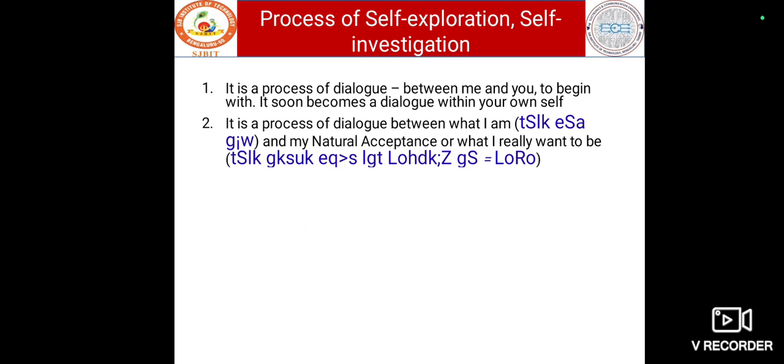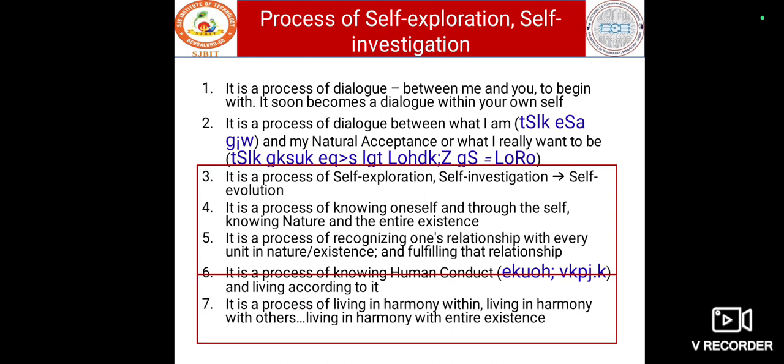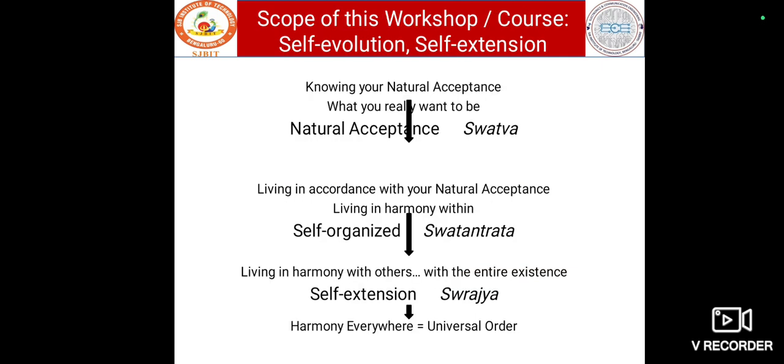So, as I said, the process of self exploration is a process of dialogue between you and me, and it goes on like this, self exploration, self investigation, self evolution. It's a process of knowing oneself through the self, a process of recognizing one's relationship with every unit in nature. It's a process of knowing human conduct, a process of living in harmony within, living in harmony with others, living in harmony with entire existence. So the self exploration is like knowing my natural acceptance, what I really want to be, living in accordance with our natural acceptance, living in harmony within, means self organized, living in harmony with others, self extension, so that I can establish harmony everywhere, universal order.